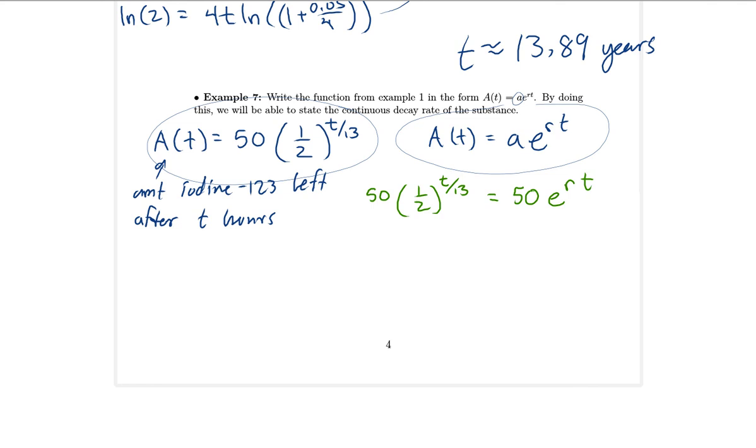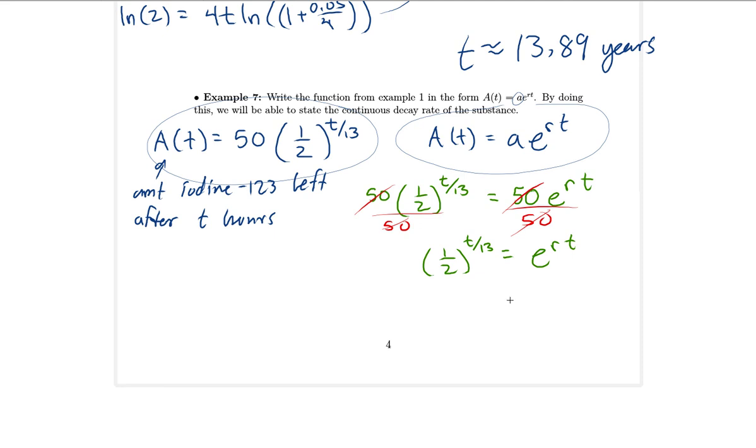Right off the bat, I can get rid of these 50s, right? They're irrelevant. So we have 1/2 to the t over 13 equals e to the rt. Now I've got these t's here, and I want to solve for r. I'm not really crazy about having two different variables when I have only one equation, right? So how do I get around this? Well, if I think about my exponent laws, I can simplify this equation to where t doesn't have to come into play anymore.